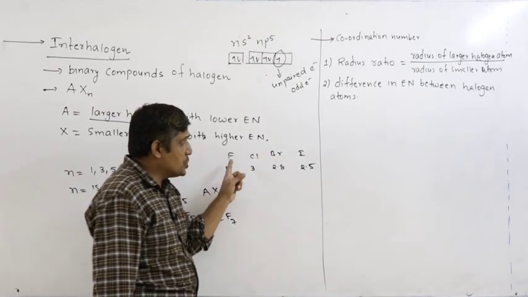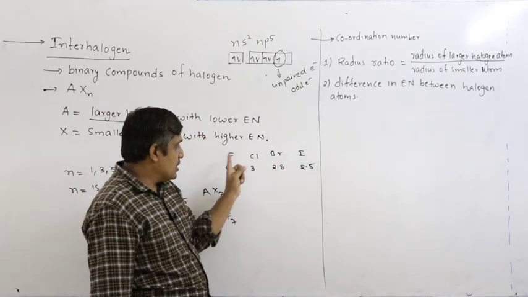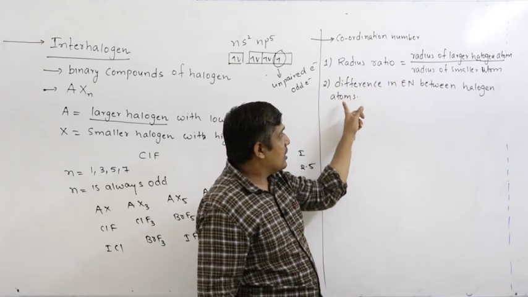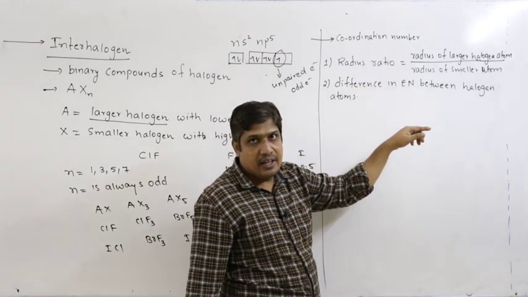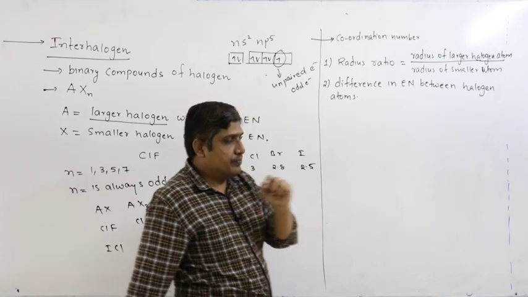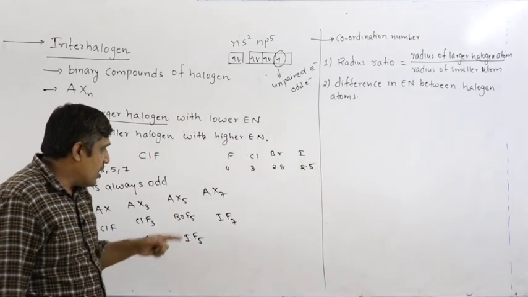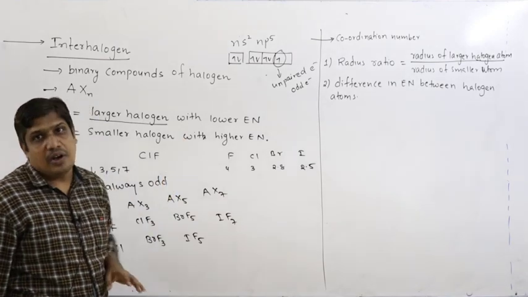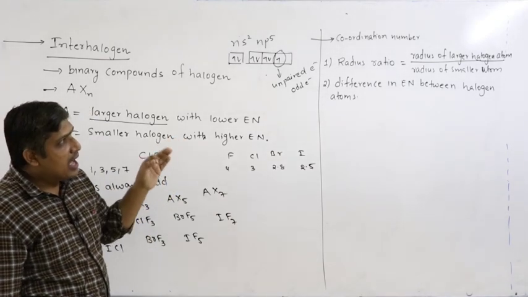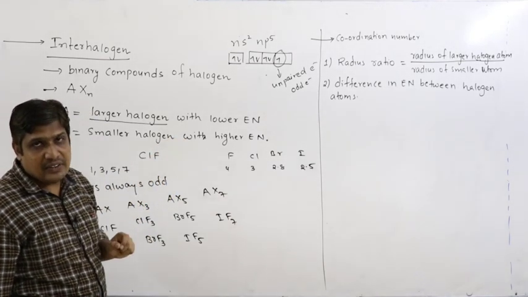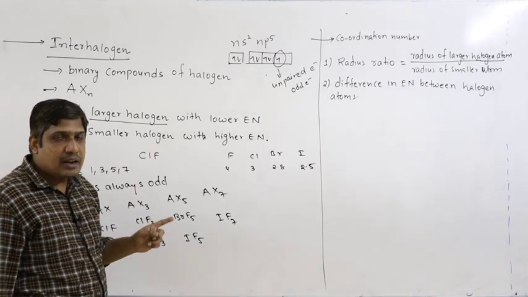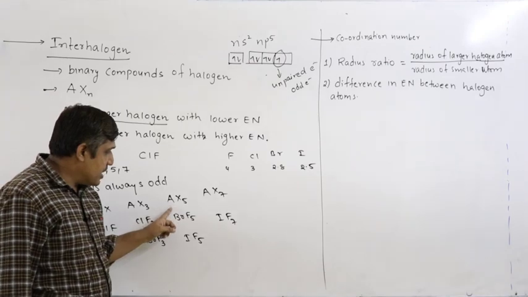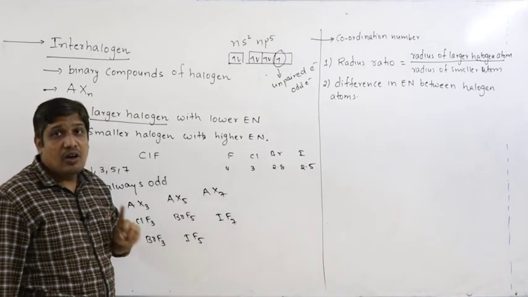If I take the ratio, radius of iodine to that of fluorine, this radius ratio will be high and the electronegativity difference will be high. In this case, which type of interhalogens are formed? AX5, AX7 type of interhalogens are formed. If the radius ratio and difference in electronegativity between halogen atoms are more, then interhalogens of type AX5, AX7 are formed.